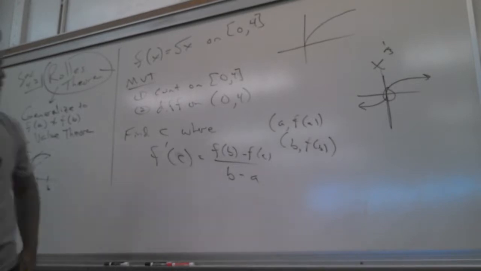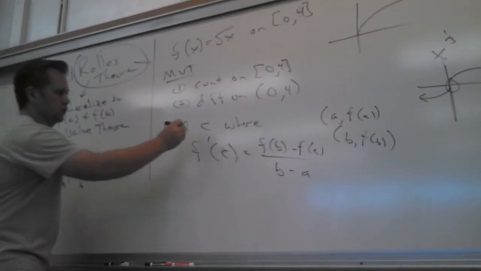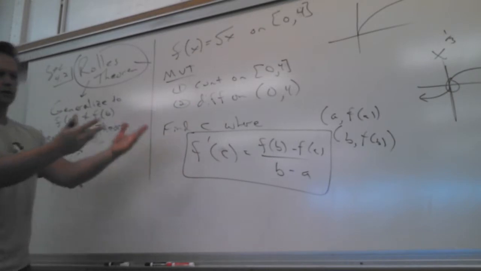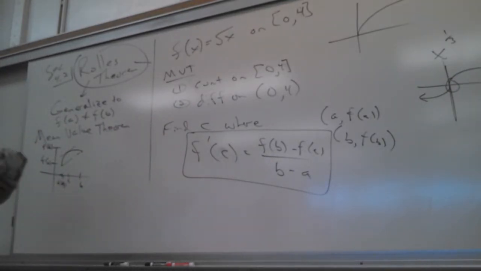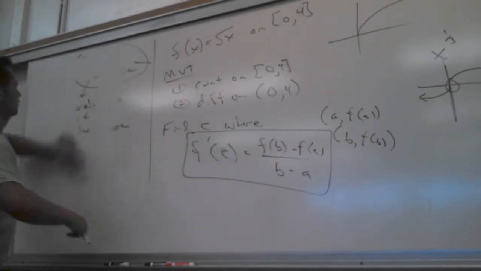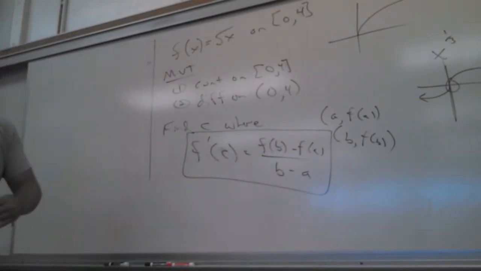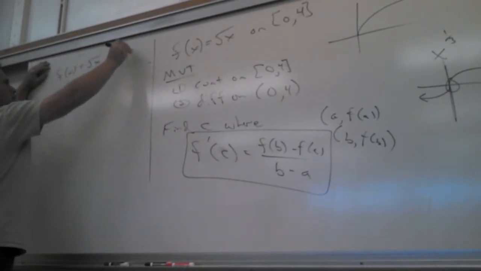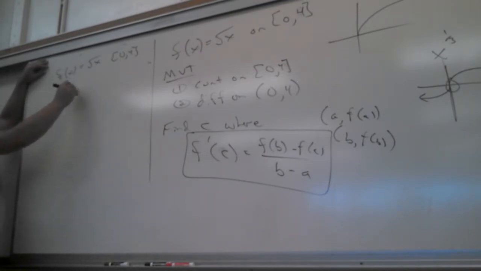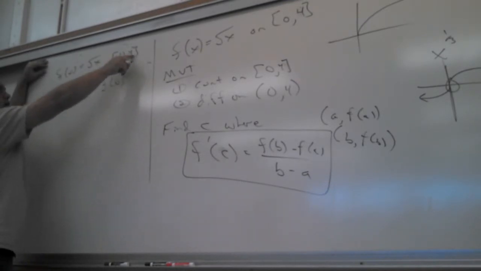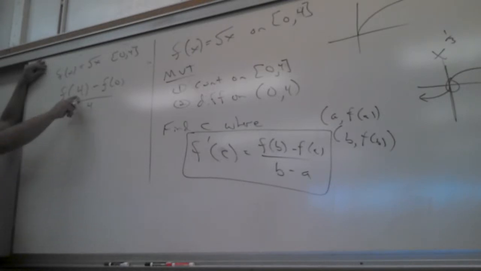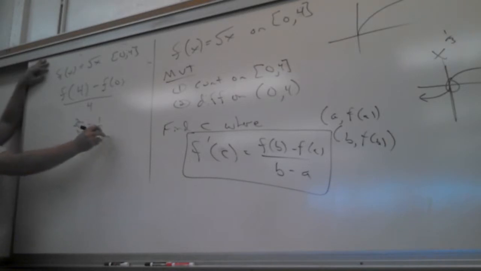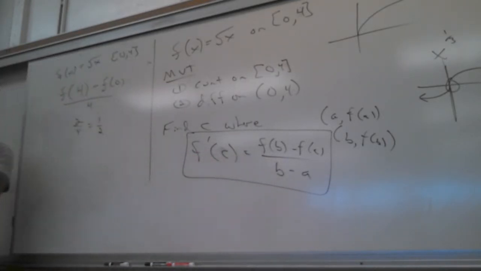All right. So how does this work? Well, in order to do this, what do I have to do first? I can do a couple things first, but what do I have to do? Find f of b, find f of a. All right, cool. So we'll do this side first then. I'm talking about square root of x on 0, 4. So what is f of 4 minus f of 0, over 4? f of 4 is 2. f of 0 is 0. So that side is 1/2. How's that?